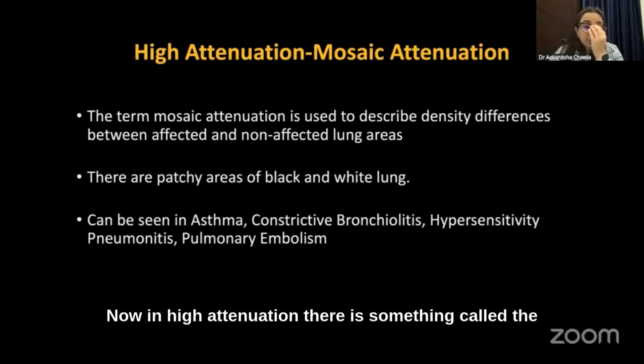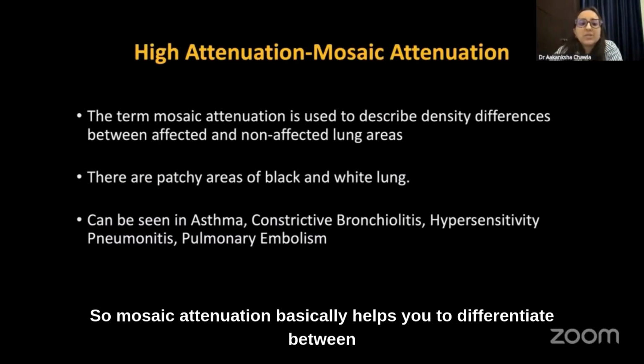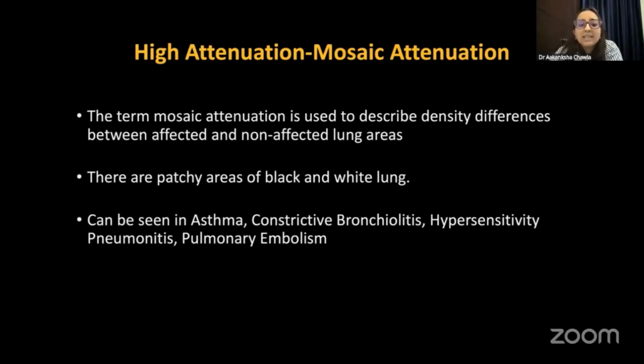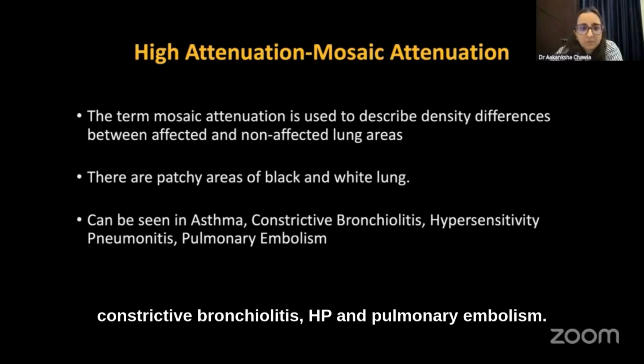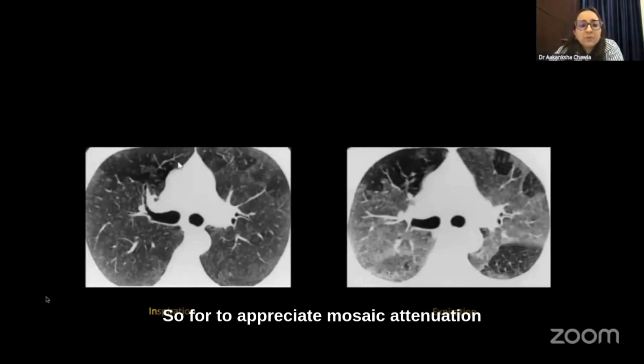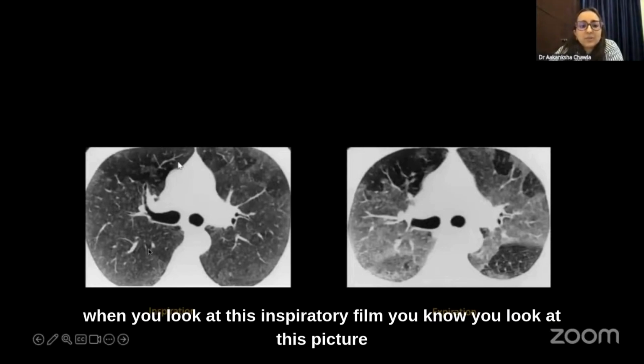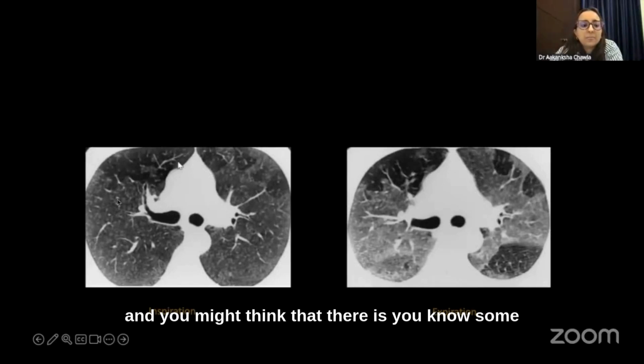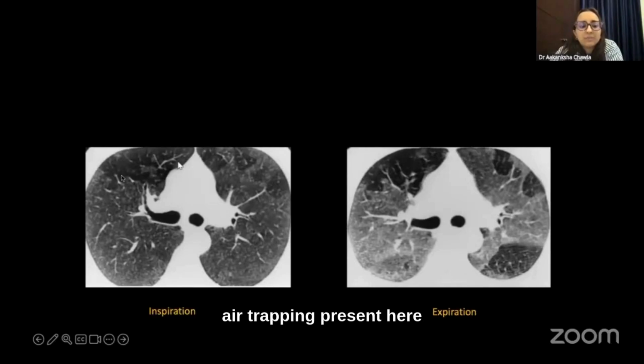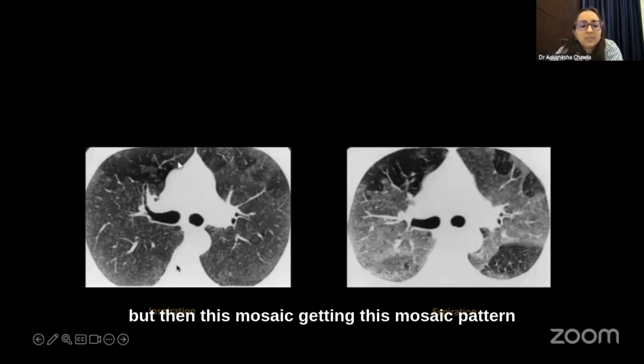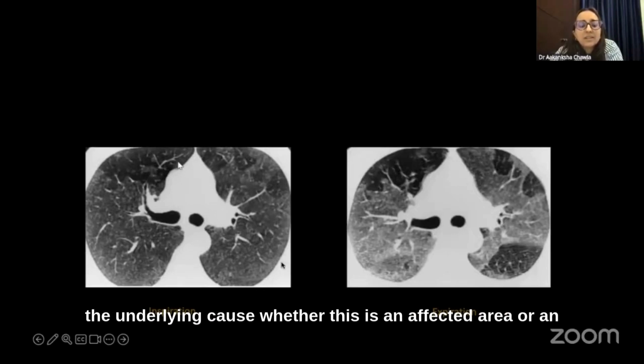Now, in high attenuation, there is something called the mosaic attenuation. So mosaic attenuation basically helps you to differentiate between the affected and the non-affected areas. It can be seen in asthma, constrictive bronchiolitis, HP, and pulmonary embolism. To appreciate mosaic attenuation, when you look at this inspiratory film, you might think that there is some ground glassing, or maybe there is some air trapping present here.